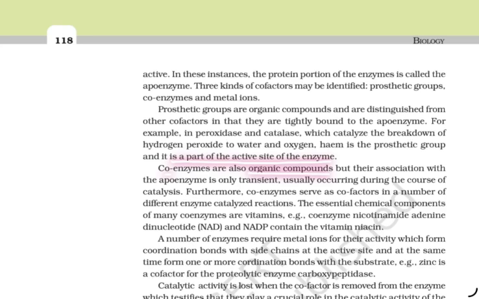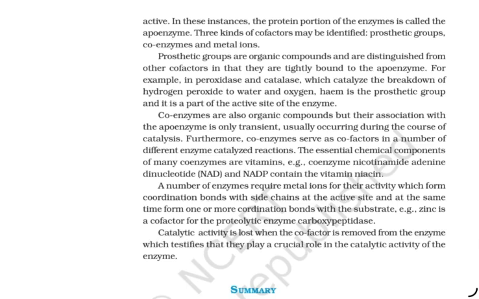Coenzymes are also organic compounds, but their association with the apoenzyme is only transient, usually occurring during the course of catalysis. Further, a coenzyme serves as a cofactor in a number of different enzyme-catalyzed reactions. The essential chemical components of many coenzymes are vitamins. For example, the coenzymes nicotinamide adenine dinucleotide (NAD) and NADP contain the vitamin niacin.